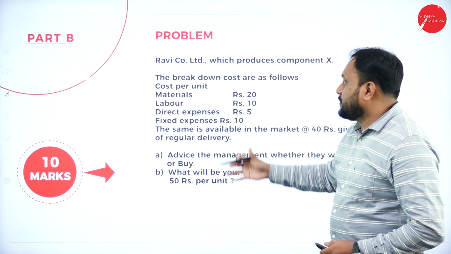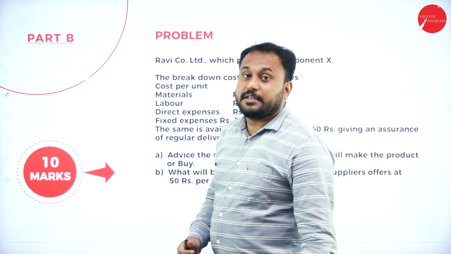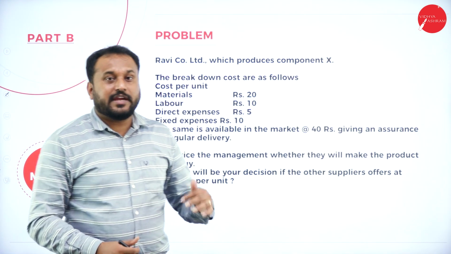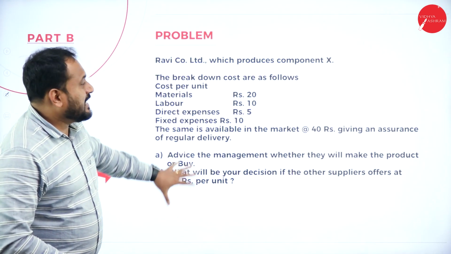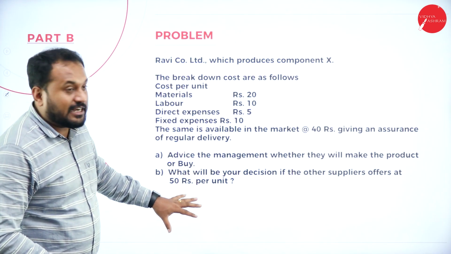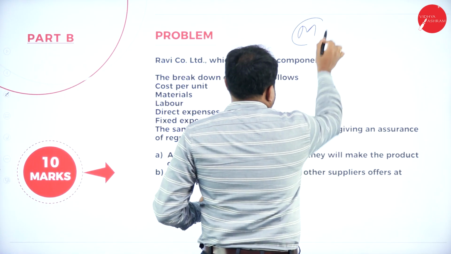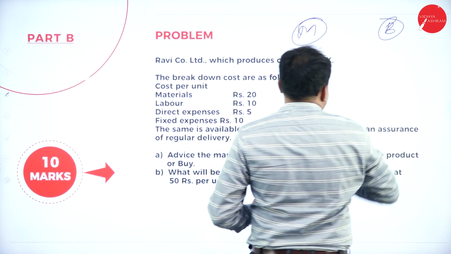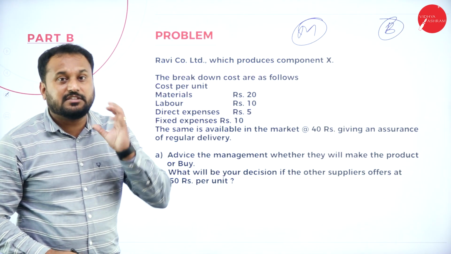Next is the problem. You would have got a question in marginal costing itself, that is called the make or buy decision, or you may get a question of foreign order, which I have already done for you people. Now Ravi Company Limited is here. This is a very, very simple one. It is all about the make or buy decision: whether you make the product or whether you buy the product. If I need to make or if I need to buy, I need to know how much is the cost.